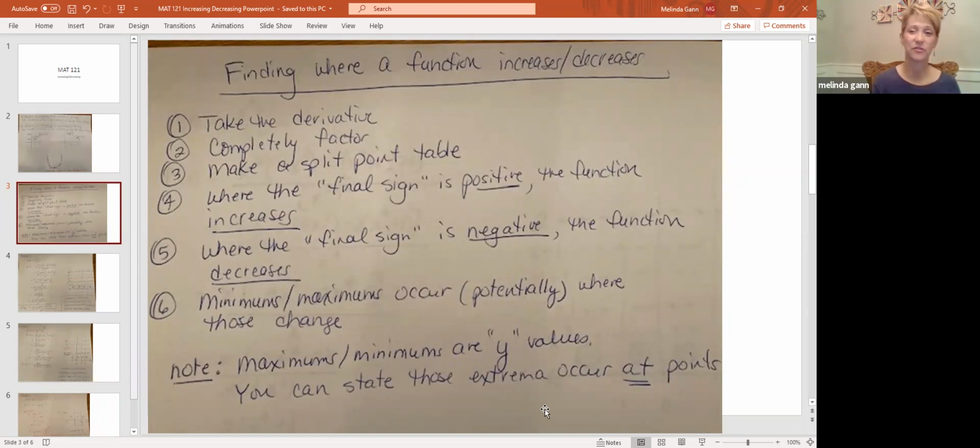And then once you get that factor and its split point on the table, remember, you're going to pick a number smaller and substitute in and write down whether the answer is positive or negative. Then you're going to substitute a number in bigger than your split point and write down whether the answer is positive or negative. You're going to do that for each factor in your first derivative. Then you're going to find the final sign. If the final sign is positive, that's where your function increases. And where the final sign is negative, that's where your function decreases. And so you're going to write down those intervals for increasing and decreasing.